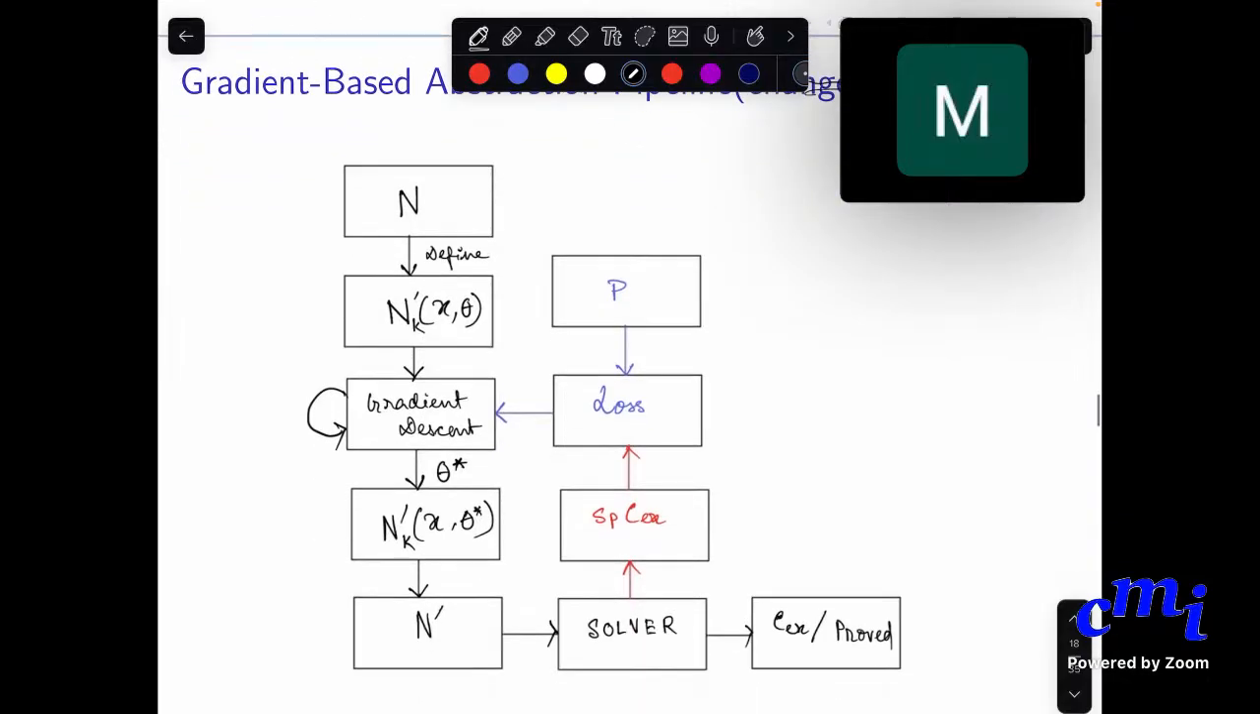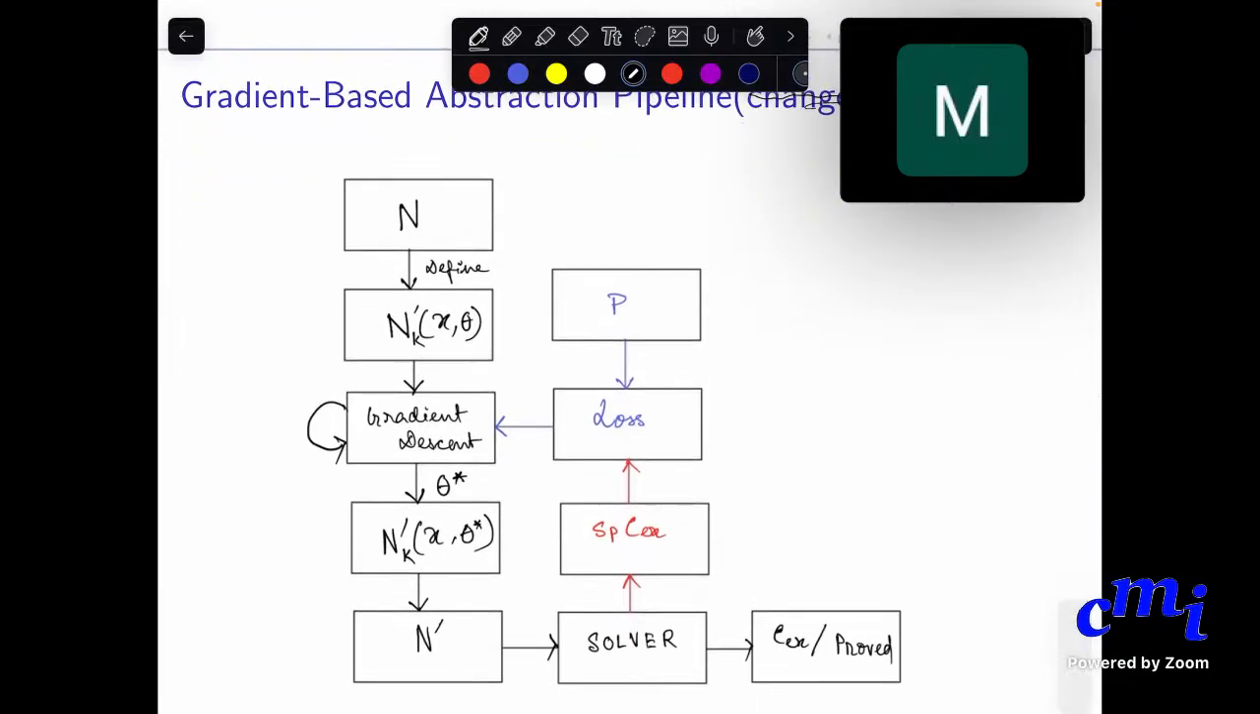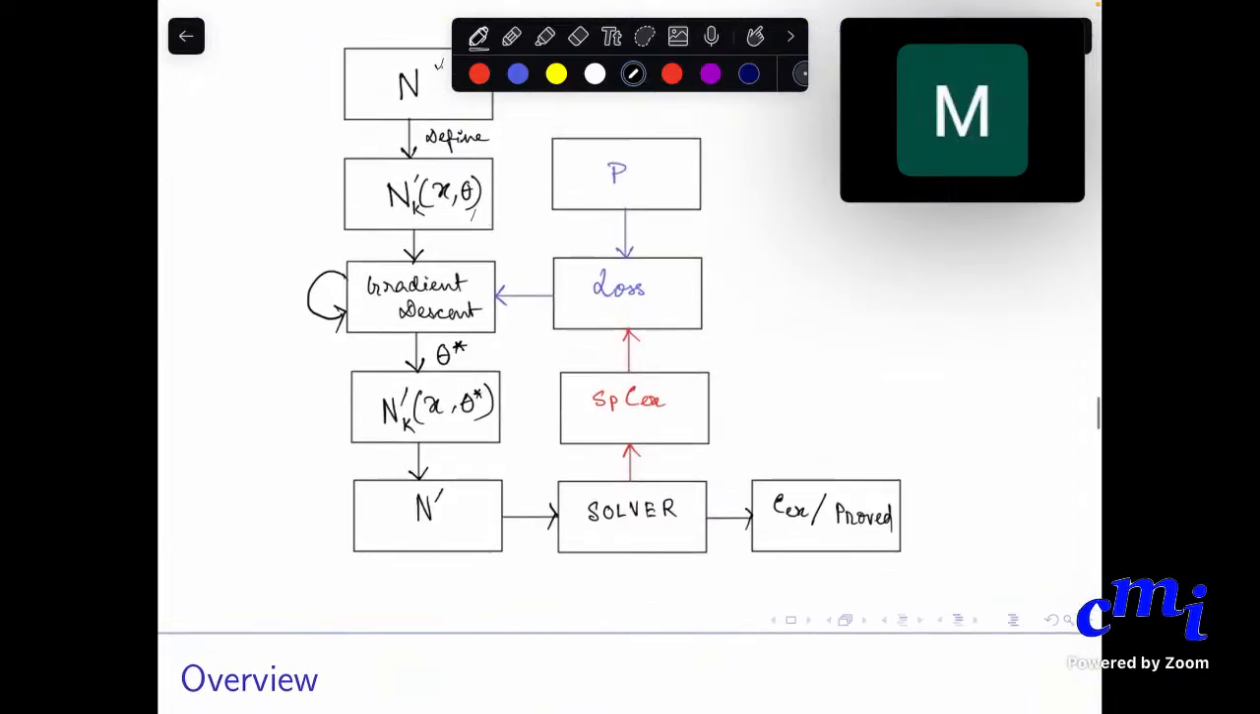Yeah. Okay. So this is the pipeline. Given the neural network N from which we want to get the abstraction, we will define N dash, this neural network, and by gradient descent we will find an optimized theta star, that is the choices we have made, and this will give us the optimal neural network. And ultimately we will get the N dash, and we will see how we get the N dash with respect to the toy example we have taken.